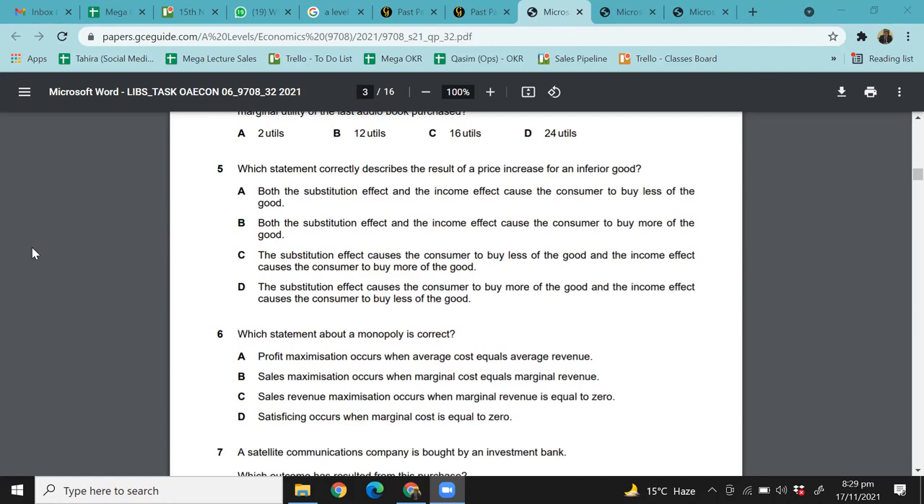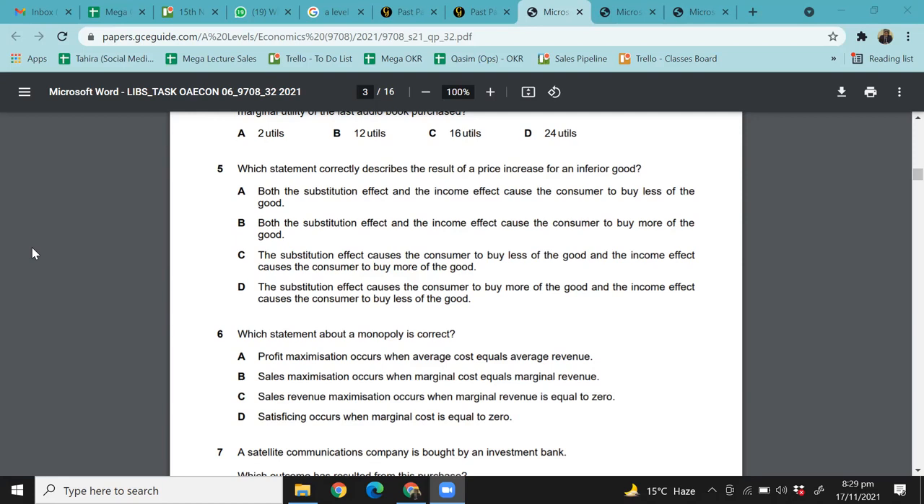The substitution effect is just related to the law of demand. Higher price, you buy less of it. Lower price, you buy more of it. So when the price is increasing for an inferior good, obviously the substitution effect would say that you buy less of it. As simple as that. But on the other hand, the income effect for an inferior good works in the opposite direction.